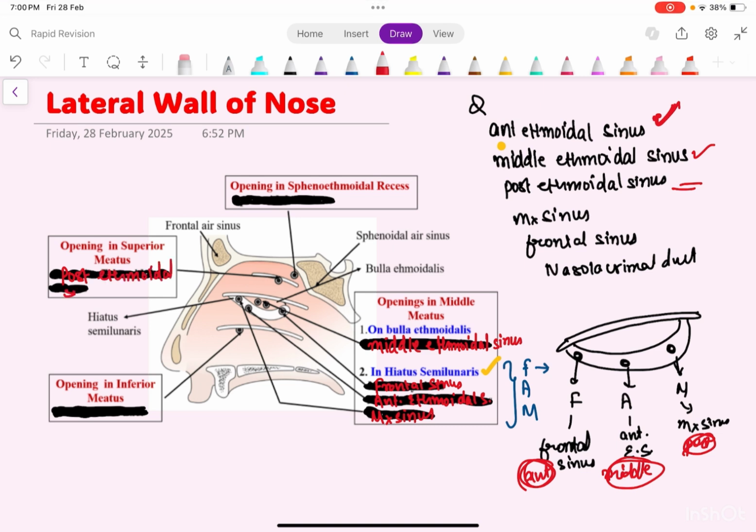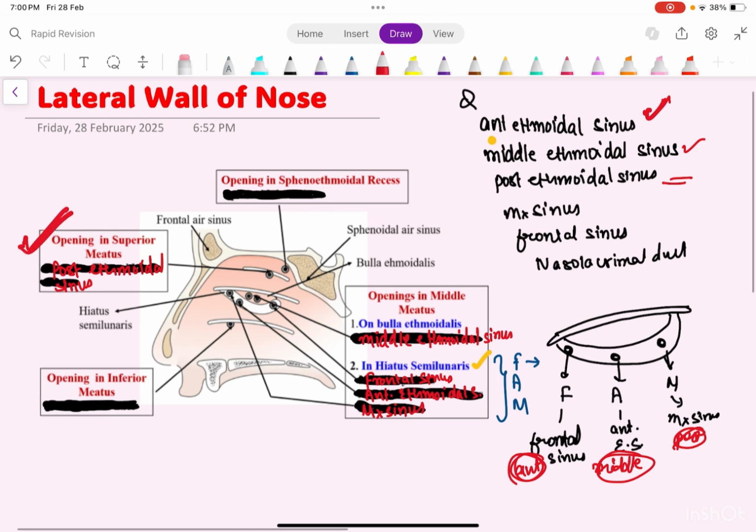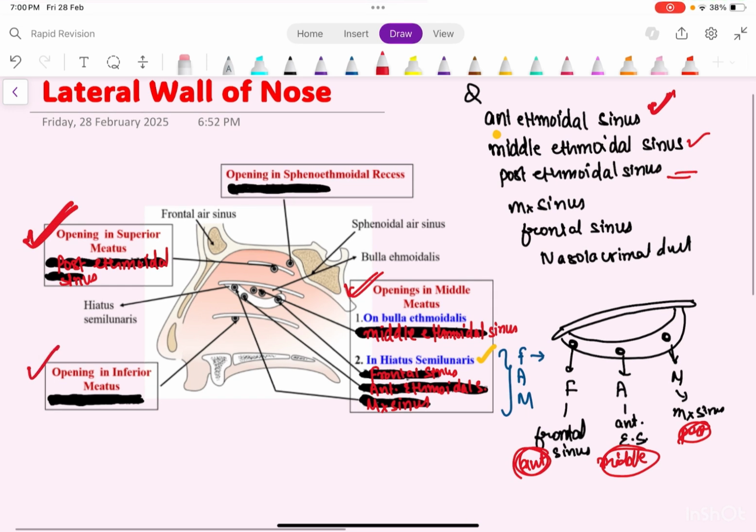Then we are done with the superior meatus and the middle meatus. Now let's talk about the inferior meatus. In the inferior meatus, this one, this is the opening for the nasolacrimal duct. Then the sphenoethmoidal recess has the opening for the sphenoidal air sinus. Just by the name only, sphenoidal. It's written also, air sinus.